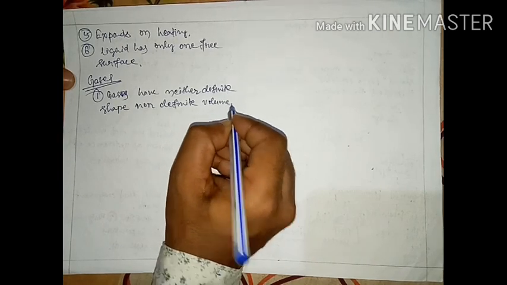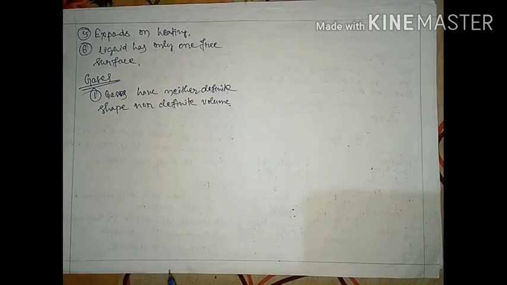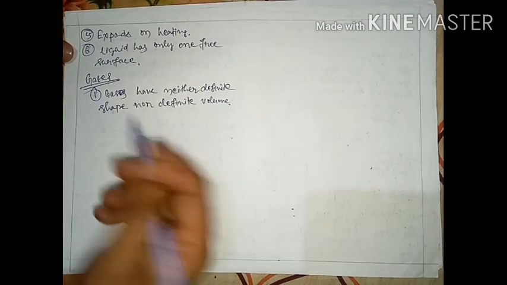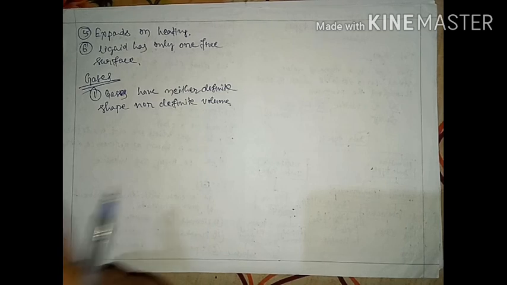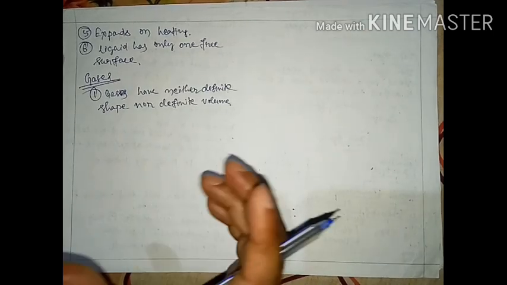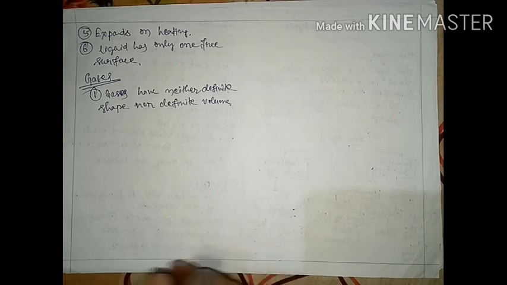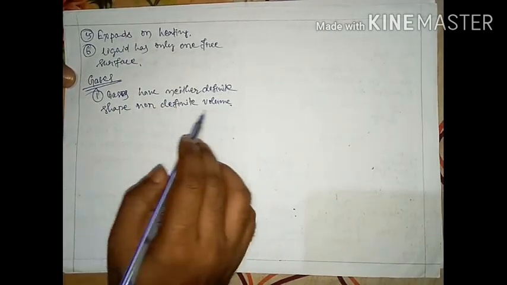Why, students? Definite shape is not there, why is definite volume not there? Because the reason is that the intermolecular space is very large and the intermolecular force of attraction is negligible. That's why they don't have definite shape or volume. But in liquids, they have some intermolecular force of attraction and some space, not as much as gases. But in solids, the intermolecular force of attraction is very high and the intermolecular space is negligible. So gases have neither definite shape nor definite volume.